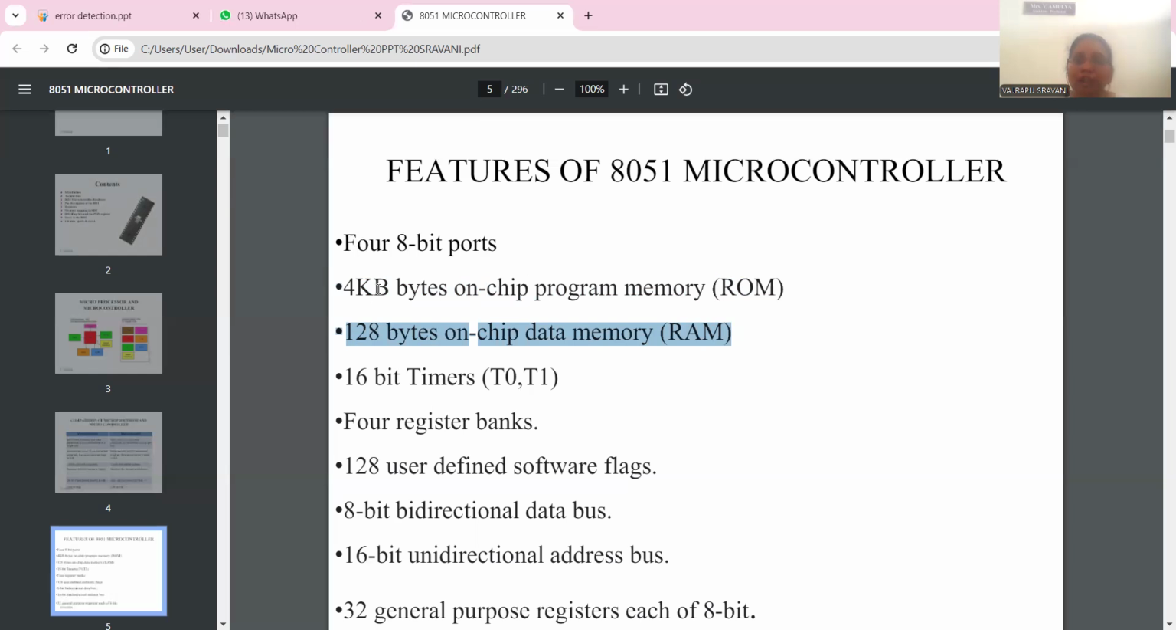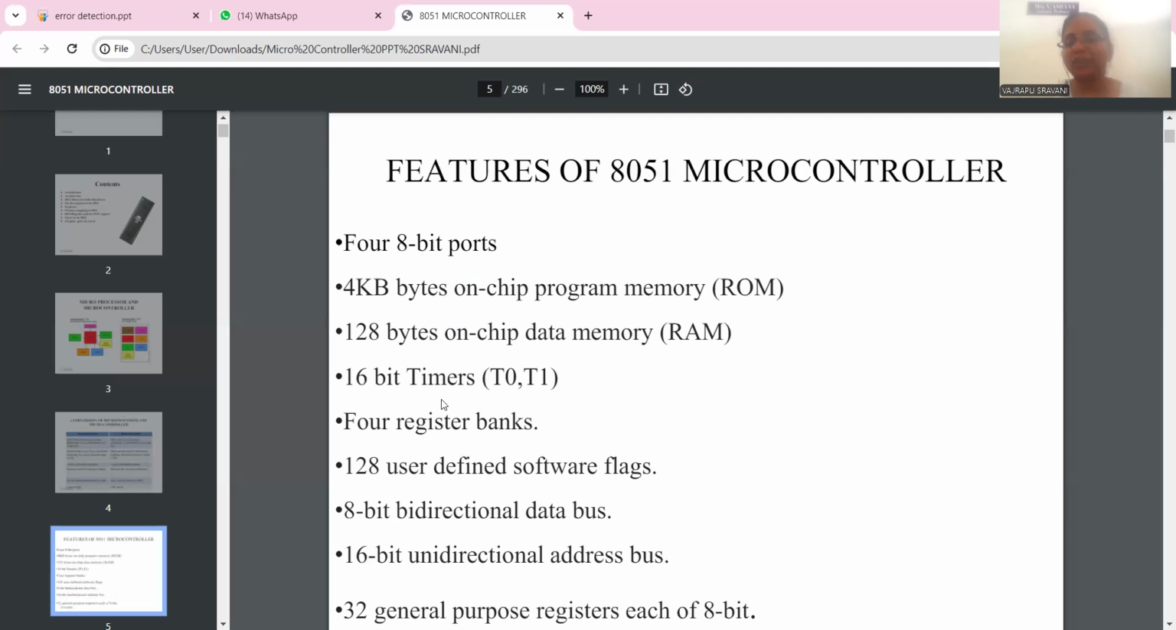Not only on-chip memory: for example, in our phones we have ROM and RAM, but we also add a SIM card and memory card because we need extra data, so we add extra memory. Here also, for the 8051 microcontroller, we can add off-chip memory. We can add external ROM as well as external RAM.